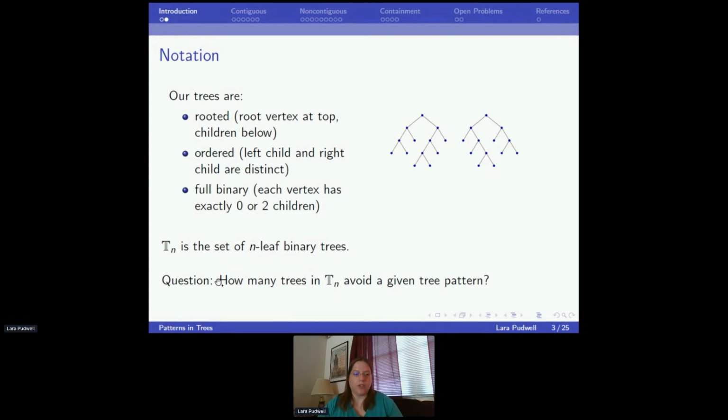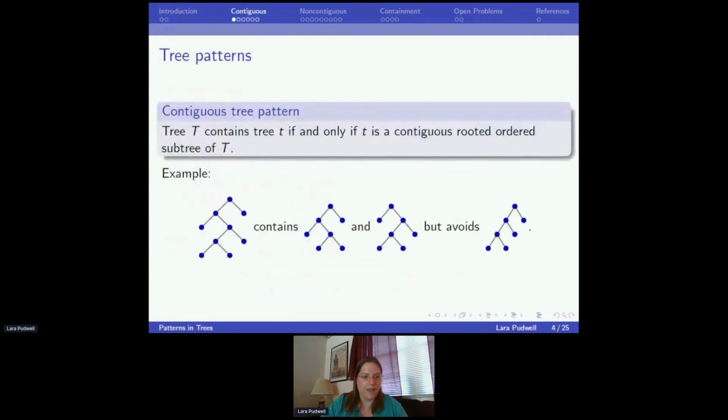And the question I'm interested in throughout this talk is how many trees in T sub n avoid a given tree pattern. Now, I didn't come up with this on my own. I was actually inspired by a talk at the joint math meetings about a decade ago. So my next few slides are going to show you the definitions and results from that talk that inspired me.